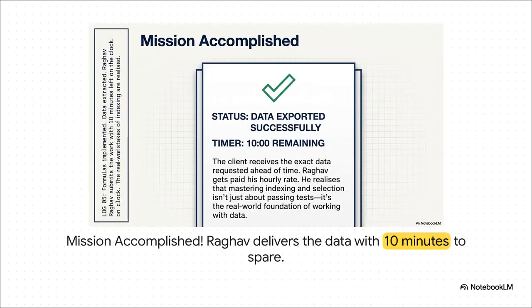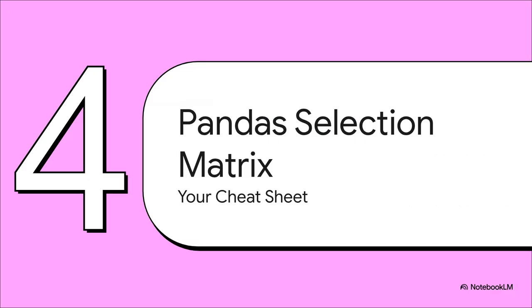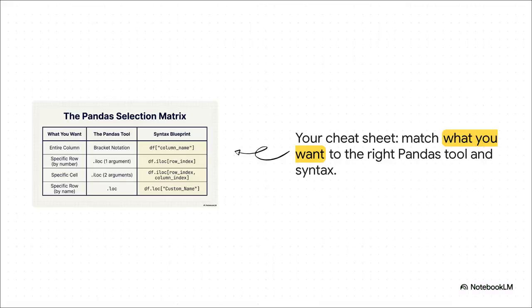And just like that, mission accomplished. Raghav inputs the formulas, exports the data, and fires it off to the client with a full 10 minutes to spare. I mean, sure, he got paid, but more importantly, he had a huge realization. This stuff isn't just about theory. Mastering indexing is a fundamental, real-world skill for any developer working with data. So to make sure you're ready for your own high-pressure missions, we've boiled down everything Raghav just learned into one powerful, easy-to-use reference guide. And here it is, your Pandas selection matrix.